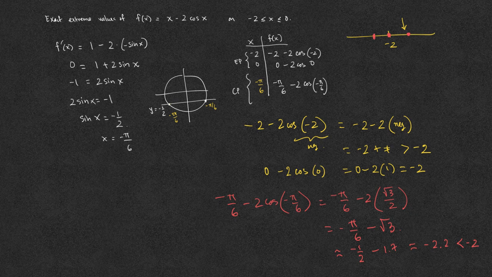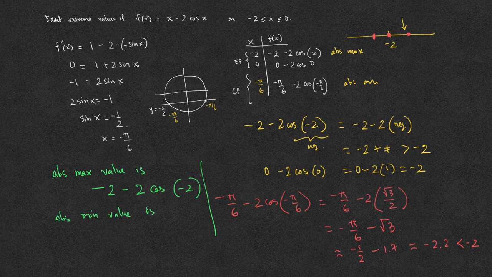And so with these three numbers, we see that the one on the right hand side is the absolute maximum, which occurs at x equals negative 2. And the one on the left hand side of negative 2 is the absolute minimum, which occurs at x equals negative pi over 6. And so we write the absolute maximum value is negative 2 minus 2 cosine of negative 2. And the absolute minimum value is negative pi over 6 minus the square root of 3. And these are the exact answers.